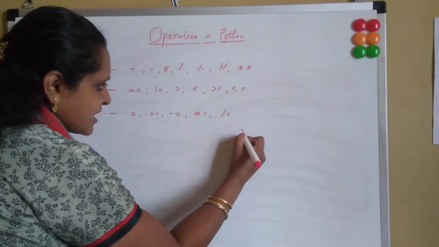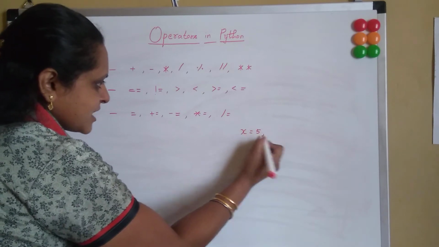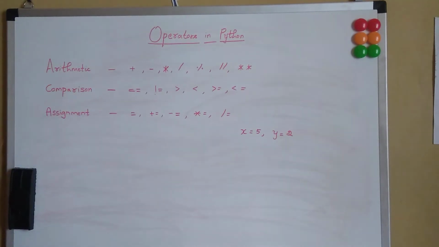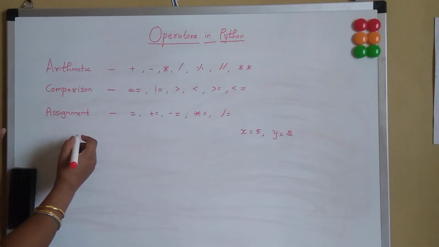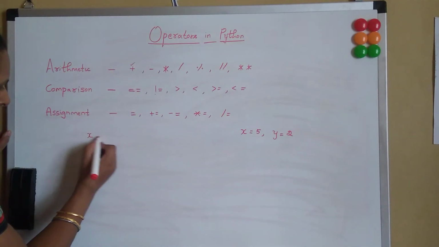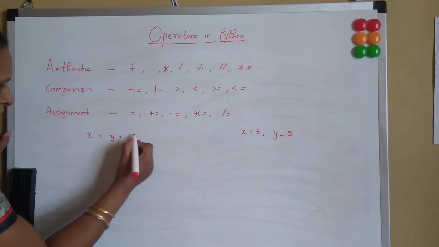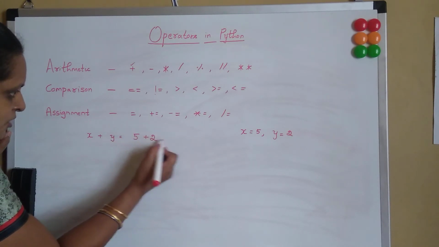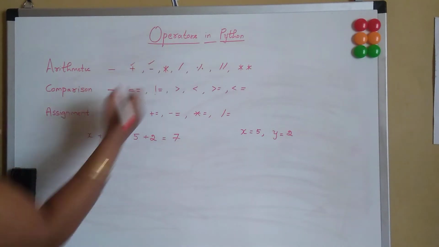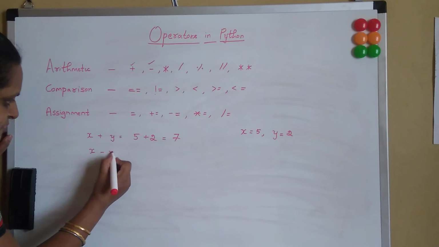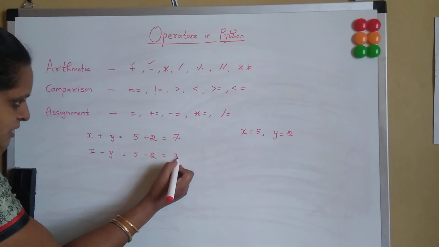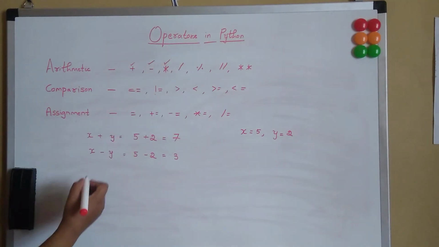Suppose I say my x is having a value equal to 5 and my y is equal to 2. Now let's perform the arithmetic operations and see what the result is. Firstly, for plus, when I do x plus y, it becomes 5 plus 2, which is equal to 7. Next is minus. When I do x minus y, it is 5 minus 2, which is equal to 3.